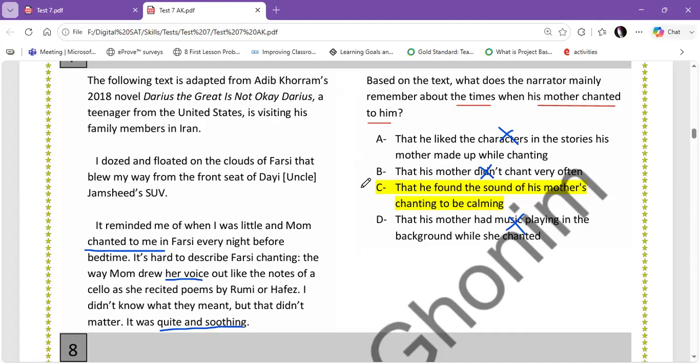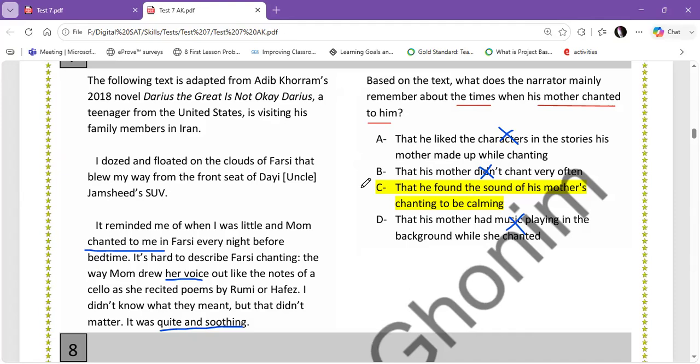Then the explanation. The way mom drew her voice out like the notes of a cello. It's a kind of music tool. As she recited poems by Rumi or Hafiz. I didn't know what they meant, but that didn't matter. It was quiet. He talked about the chanting of his mother. It was quiet and soothing. Soothing means what? Calming.